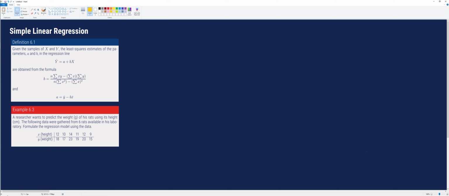If we want to formulate a regression line given a set of bivariate data, you may follow these steps. First, identify the independent and dependent variables. Second, create a table to solve the needed information. And third, write the regression equation in mathematical form.